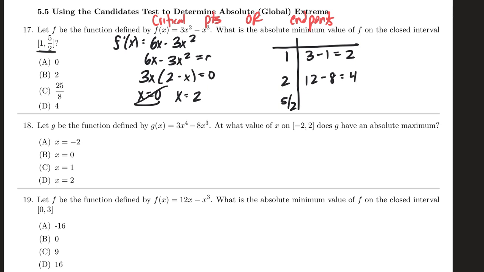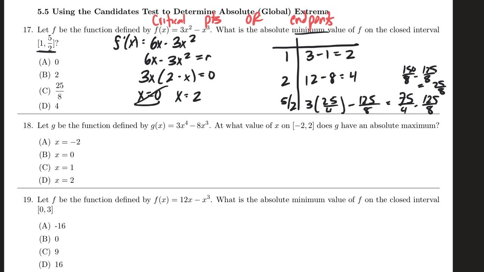If I plug in 5/2, this one I actually have to write out, 25 over 4 minus 125 over 8. And what am I looking for? I'm looking for a minimum. Actually I have to figure this out. This is going to be 150 over 8, minus 125 over 8, which is 25 over 8.